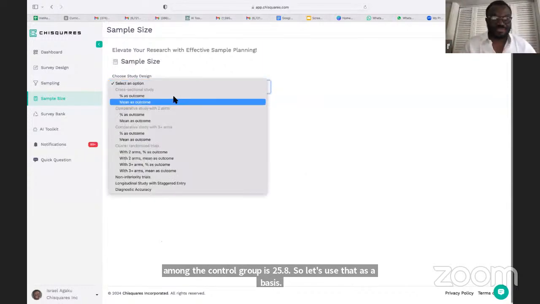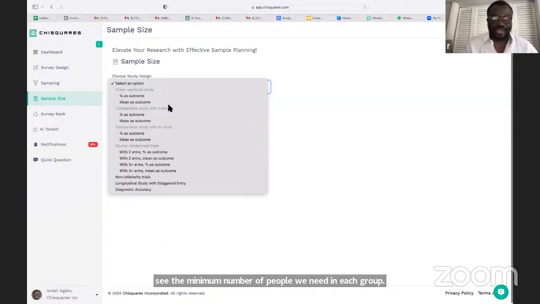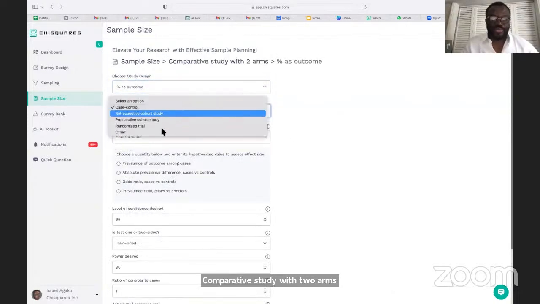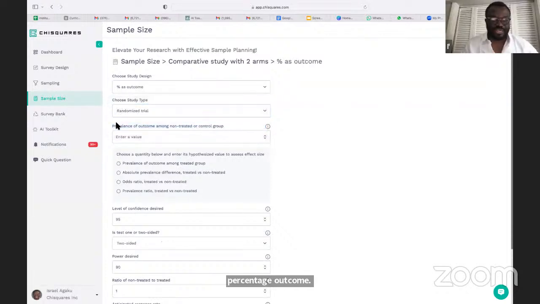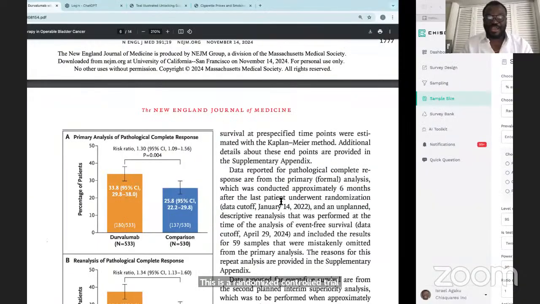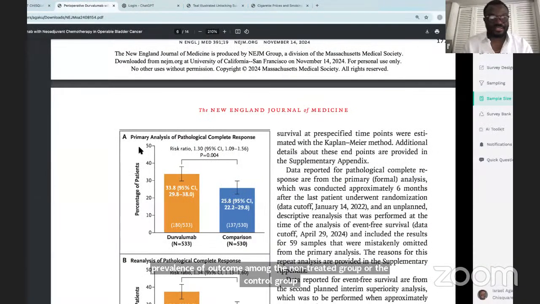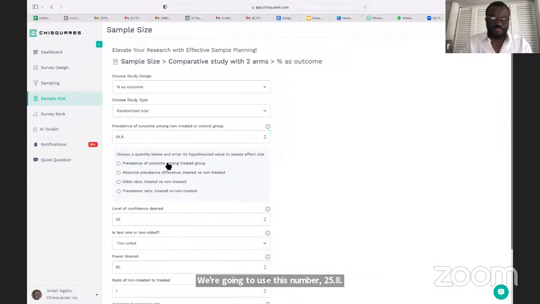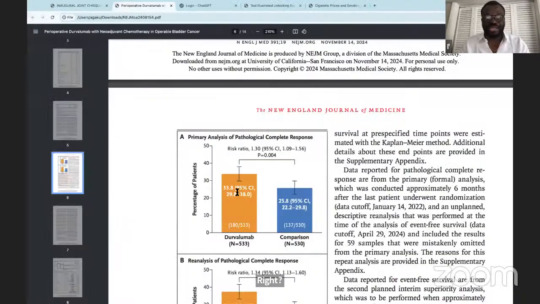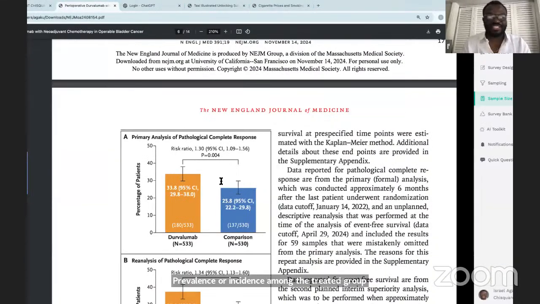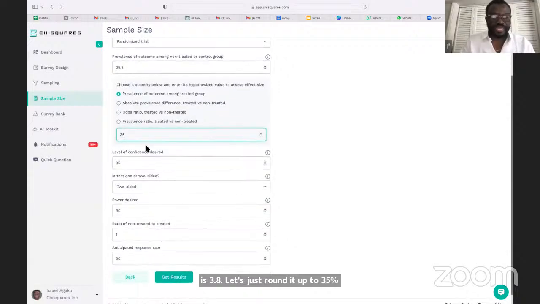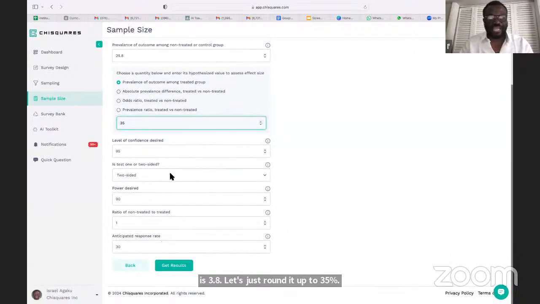Our study here is a comparative study with 2 arms, with percentage as the outcome. This is a randomized controlled trial. For the prevalence of the outcome among the control group, we're going to use 25.8. The incidence among the treated group is 33.8. Let's just round it up to 35%. The level of confidence is 95%, with a 2-sided test.